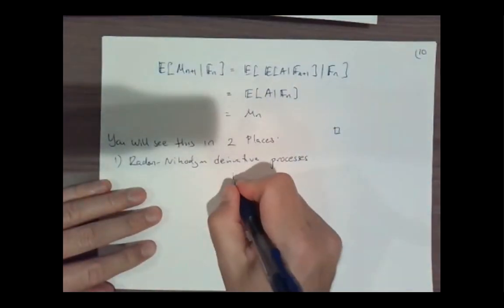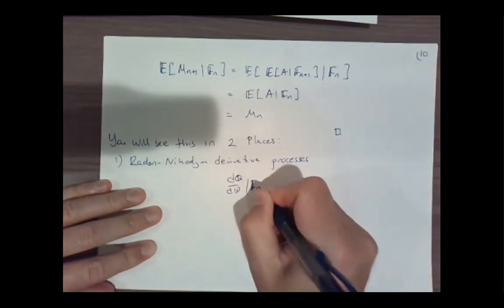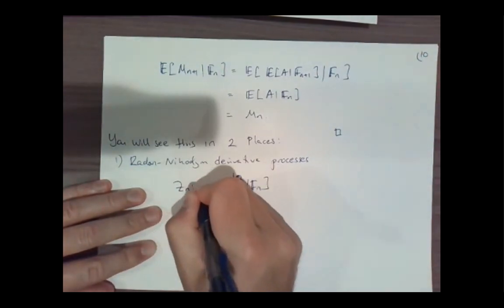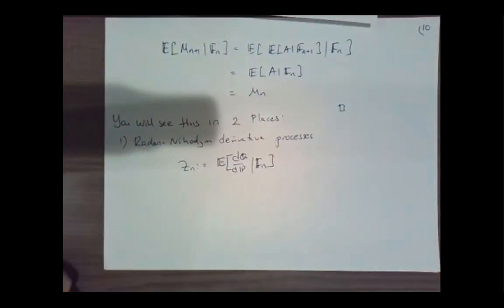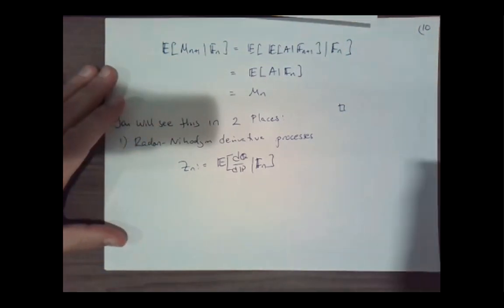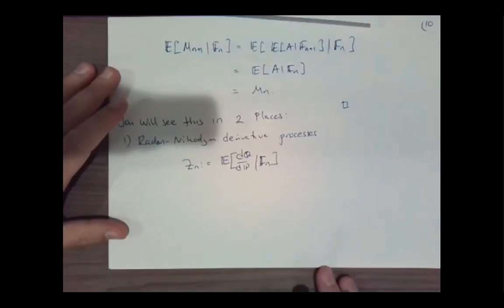You take your dQ/dP and your conditioning, and you call this object Z. This is now a martingale. Because the Radon-Nikodym derivative is integrable? Yes, it has expectation 1, right? Okay, so this is like a Levy martingale. Yes. This is a Levy martingale, right? So you'll see these Levy martingales in two places, maybe more, but at least these two places.